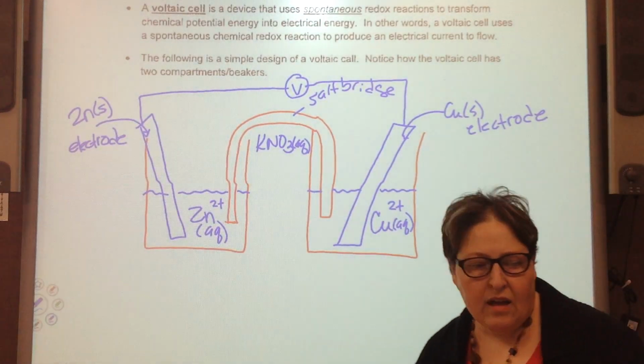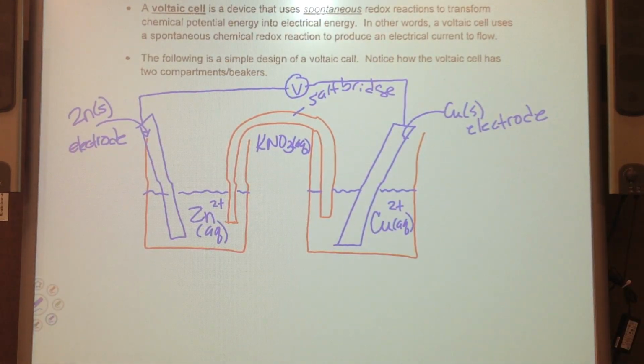So when we look at our table, where do we find zinc and where do we find copper? The midpoint. Zinc is down by the bottom. Yeah, zinc is at minus 0.76 and copper's at plus 0.34.